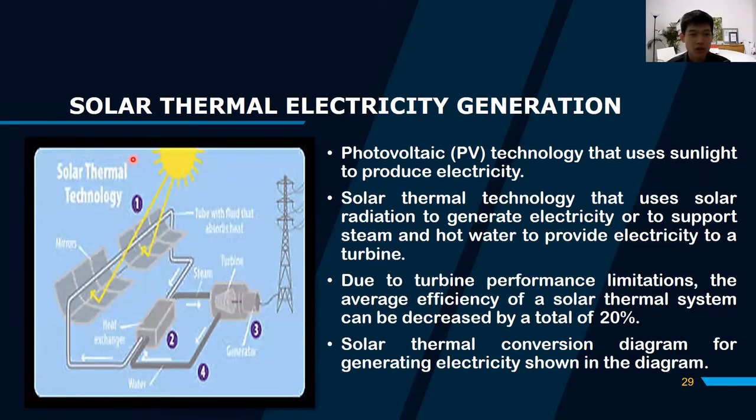Besides, we also use solar energy in solar thermal electricity generation. Photovoltaic technology uses sunlight to produce electricity. Solar thermal technology uses solar radiation to generate electricity or to produce steam and hot water to provide electricity to a turbine. Due to the turbine performance limitation, the average efficiency of a solar thermal system can be decreased by a total of 20%. The solar thermal conversion diagram for generating electricity is shown in the diagram. We can see the solar panel collects and absorbs the sunlight energy and transfers it into the turbine, and the turbine generates kinetic energy to generate electricity for the power grid.